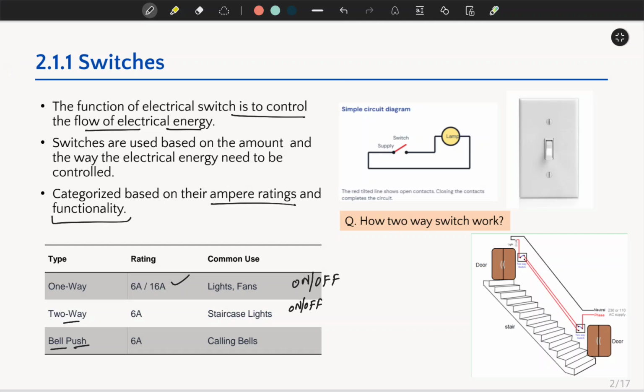Now the question arises, a basic question: how does a two-way switch work? So a two-way switch is nothing but a three-terminal device. Okay, it has three different terminals: L1, L2, neutral. As you can see here in this diagram also, this is the staircase. If some person is standing here and wants to switch off this particular light, what will happen if my terminal is like this?